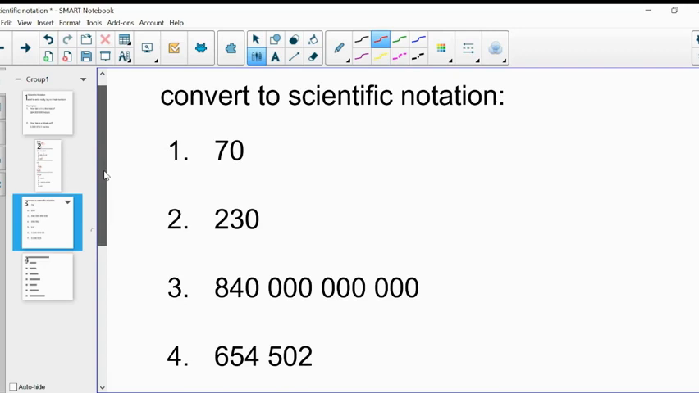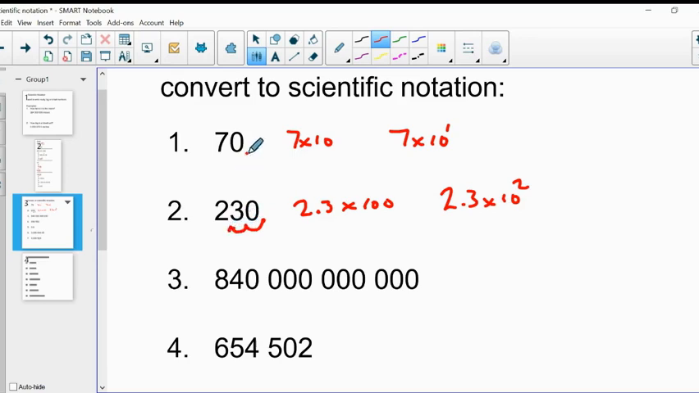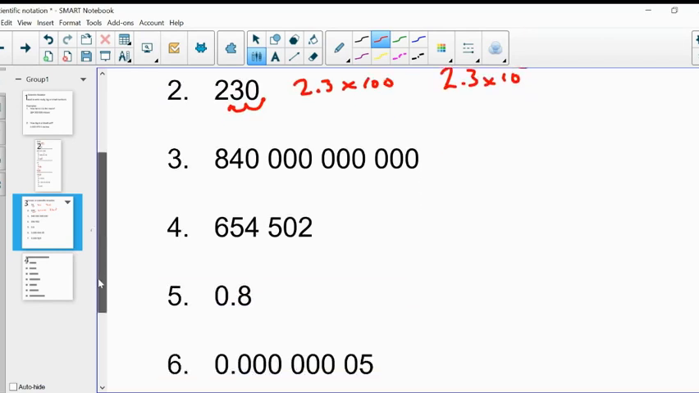Now we're going to convert these numbers to scientific notation. So this is 7 times 10, or in proper scientific notation, 7 times 10 to the power of 1. 230 is 2.3 times 100, or 2.3 times 10 to the power of 2. And all we're doing here is just imagine that we have a decimal here that's being moved 2 places to the left.